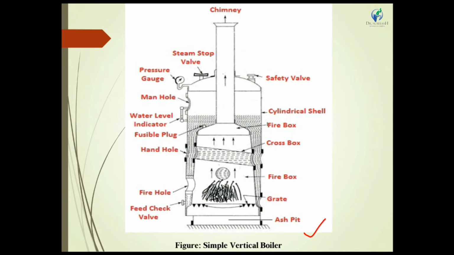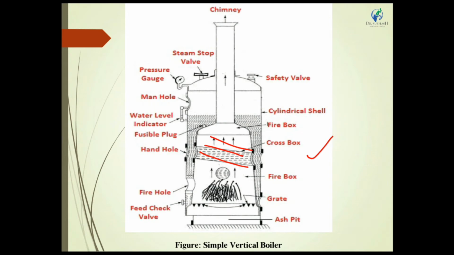The ash pit's job is to collect the ash from the grate. What is the grate? The grate is the initial platform provided to the coal, which we have to burn in the ignition chamber. The firebox is the place to ignite the coal, and all the flame is collected in the box, which we call a firebox.